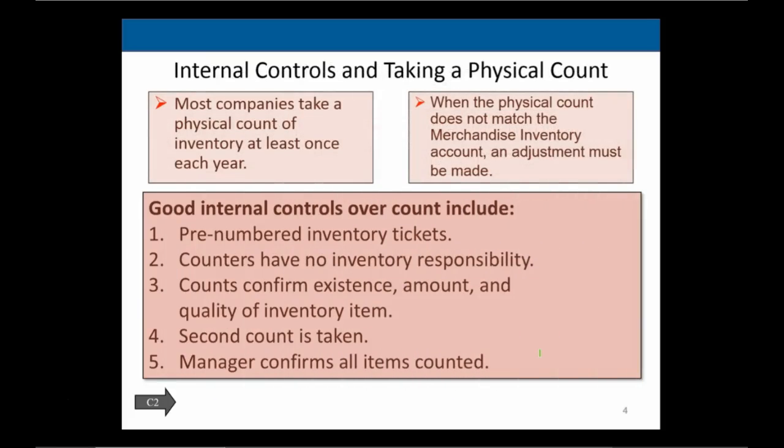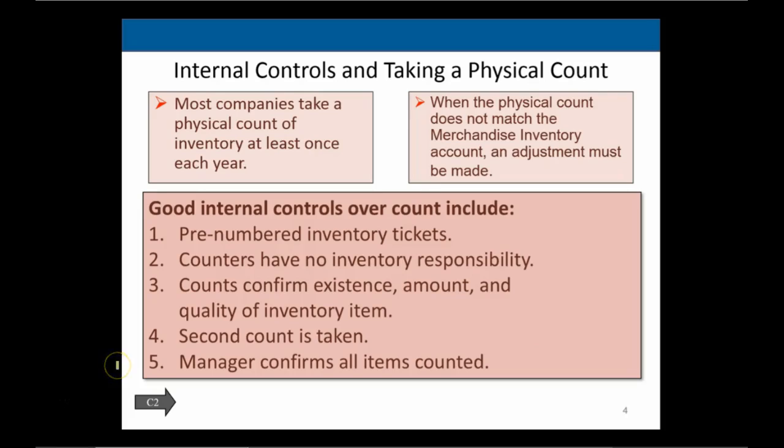So, internal controls and taking a physical count. Most companies take a physical count of inventory at least once a year. There are two types of inventory methods we could use. We can use a perpetual system or we can use a periodic system. The perpetual system would be the preferred system. A periodic system would be something where we only do a physical count. We purchase, the inventory goes up, then we count it at the end of the time period.